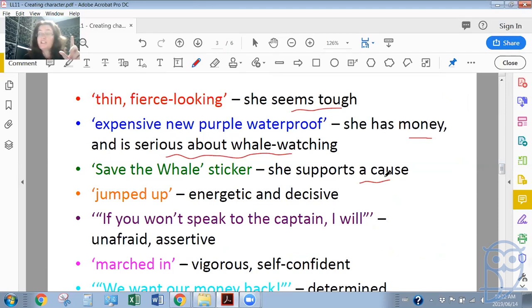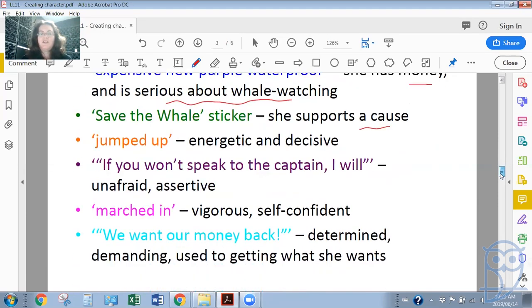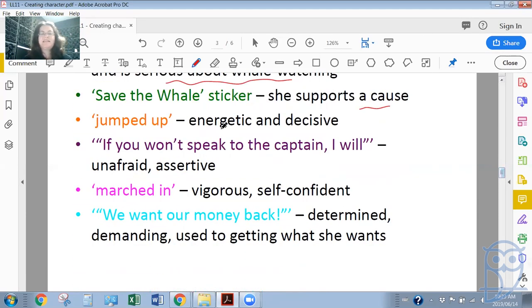Okay, and here's a nice suggestion in general that the personality of a character may create a particular mood in the writing. You're absolutely correct, yes. The personality of your character can create a certain mood. Like the mood we just saw in that extract was one of tension, wasn't it? Tense mood, an angry mood, frustration. Okay, good, nice point. Jumped up, she's energetic and decisive.